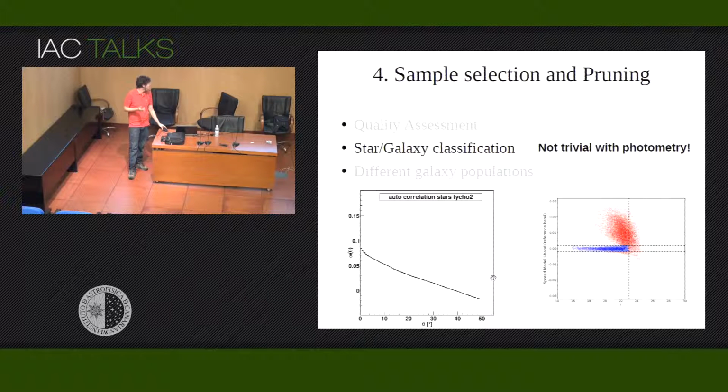And it's important because stars can have a contribution in your measurements and deteriorate them. So it's important to have it under control, at least, if we cannot remove all the stars, to know the level of contamination.